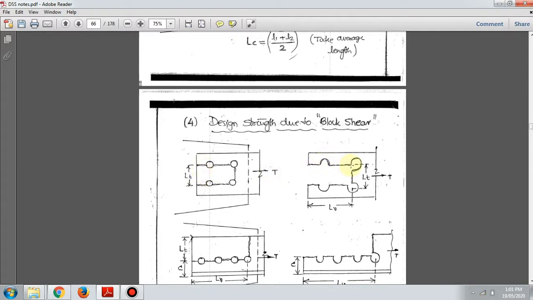Next thing is to find the design strength due to rupture. Now how does this rupture take place? Take a diagram, 4 bolts subjected to a tensile force. So the bolts get cut and the section comes like a shear. So we call it block shear.